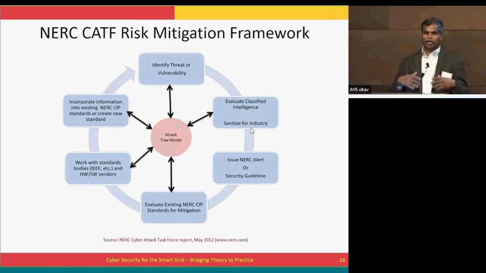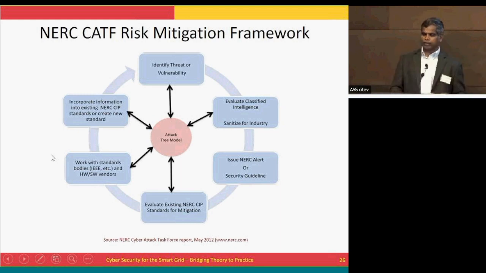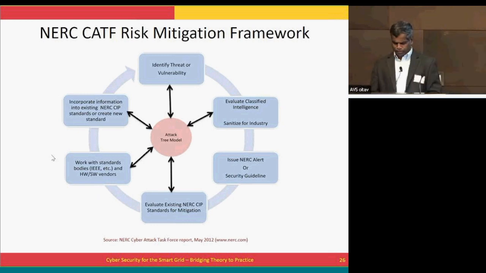E-ISAC is the one that gathers intelligence, works with federal agencies, sanitizes the information, and sends it to industry stakeholders, issues NERC alerts, evaluates their NERC compliance to deal with those kinds of things, and works with other agencies to improve the CIP standards and other standards that are needed. This is the kind of thing they use, and I believe attack tree provides a mathematical way of capturing all those things in that context as opposed to just a purely process-oriented approach.